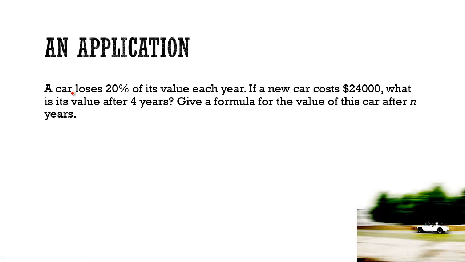Here's an application. Say a car loses 20% of its value each year. A new car costs $24,000. What is its value after 4 years? So we need to create a formula for the value of this car after n years. So there's a pattern here. Every year something happens. It starts with $24,000. So the question is, what is its value after 4 years? So it costs $24,000 initially, so that's like 0.